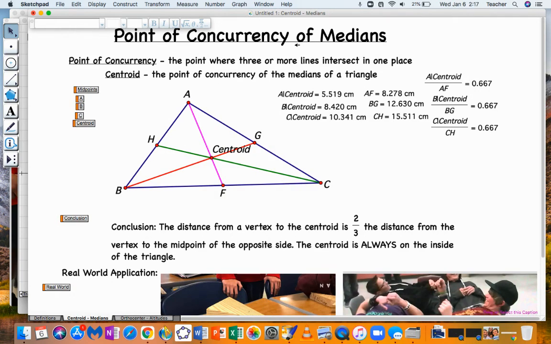Centroids, right? That's the point of concurrency of medians. And those were just a couple of examples of how they fit in the real world. The next video is going to be a video on the incenter and circumcenter that go with this. And hopefully as we combine this, it'll help you understand how all four are related.